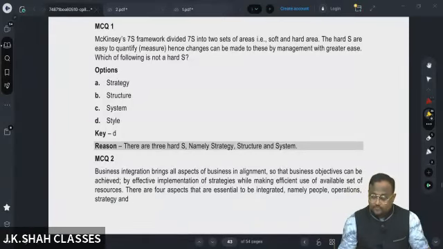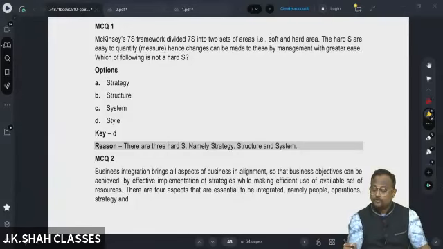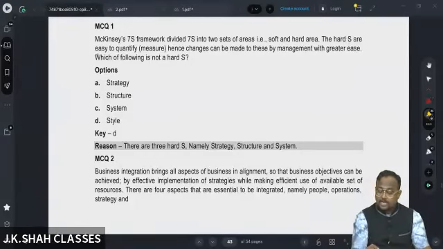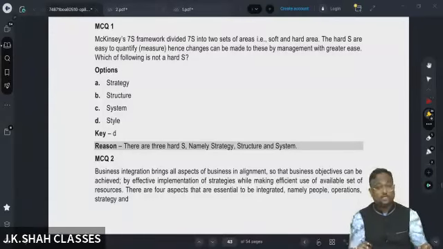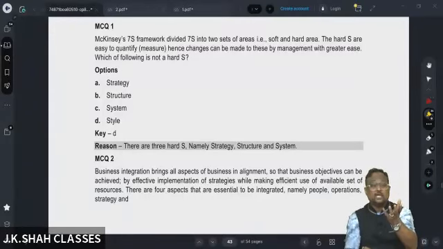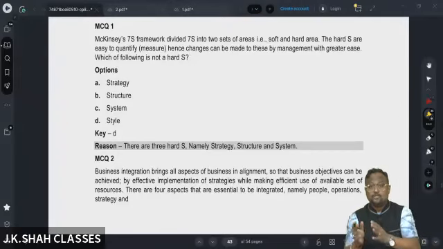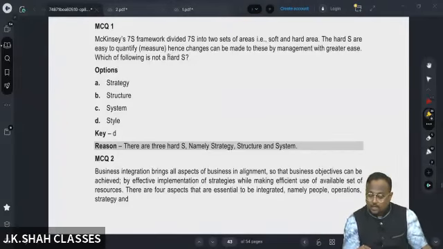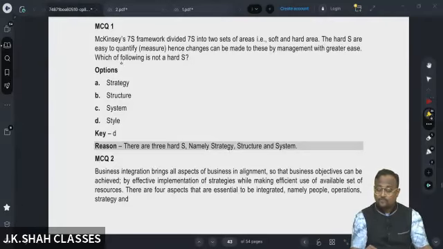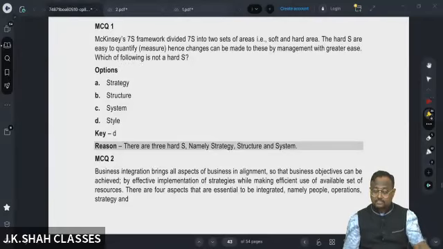McKinsey's 7S framework divided 7S into two sets of areas, soft and hard. The hard S are easy to quantify and measure. They are contingent, a tangible sort of thing. Hence, changes can be made to these easily by management with greater ease. Which of the following is not a hard S?